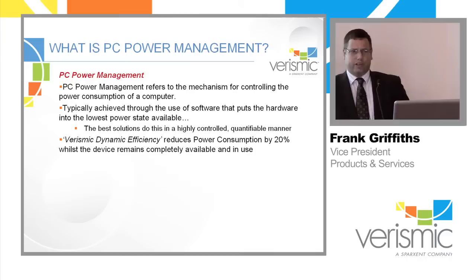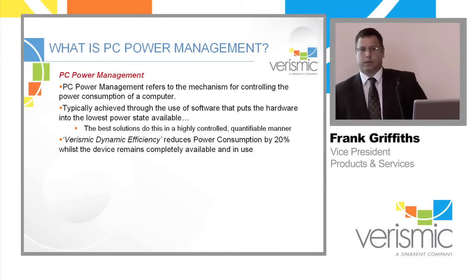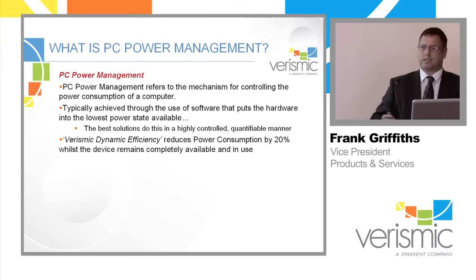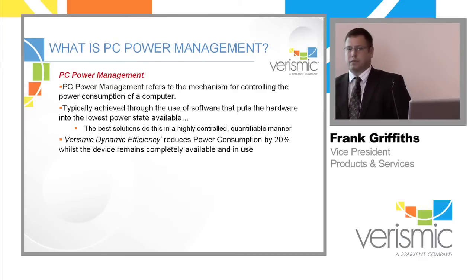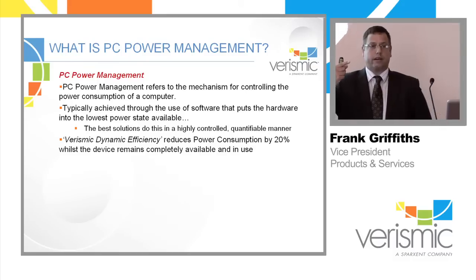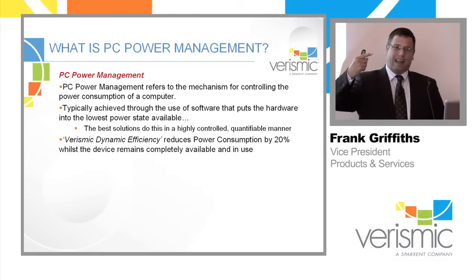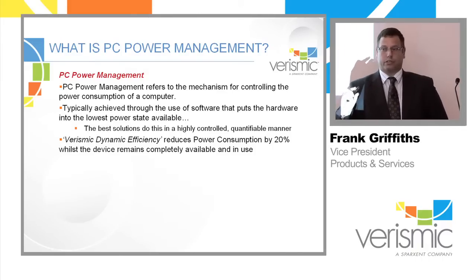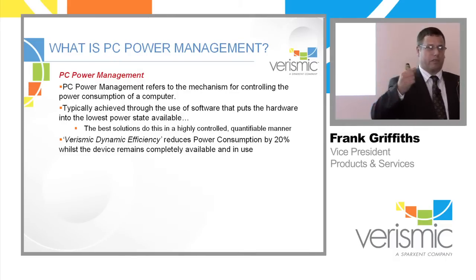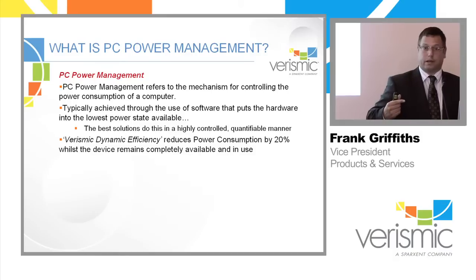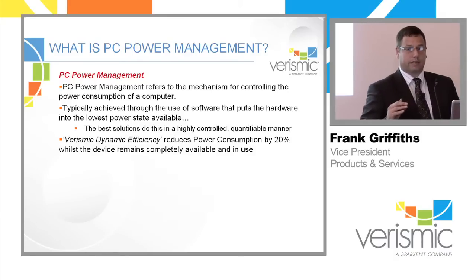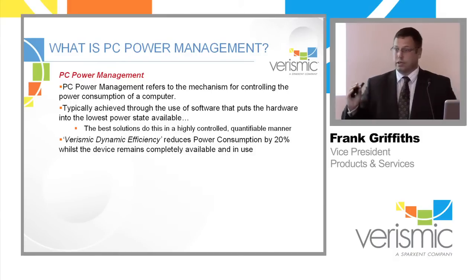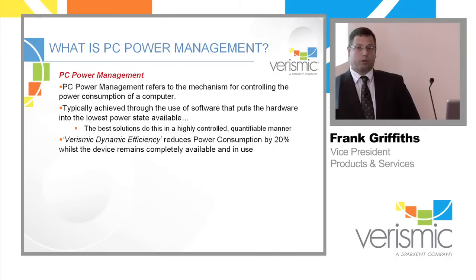In addition to that, Verismic PC power management involves a concept of dynamic efficiency. Has anyone ever heard of dynamic efficiency? So dynamic efficiency is a mechanism where we've gone through every single criteria of activity on an operating system, and we've taken every single opportunity to change a setting in order to use less power. And there's something in the region of about 35 to 40 settings, typically, that we can change on a PC, things like disabling screensavers, disabling graphics acceleration when it's not required, etc.